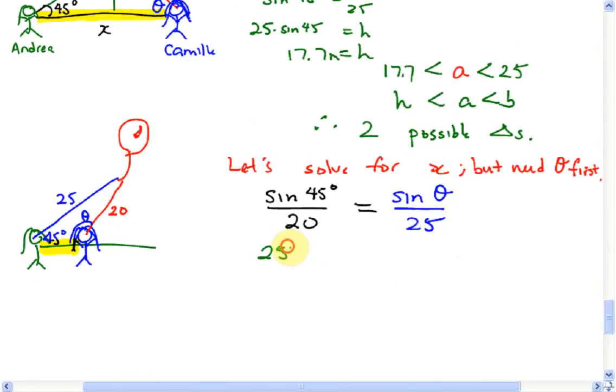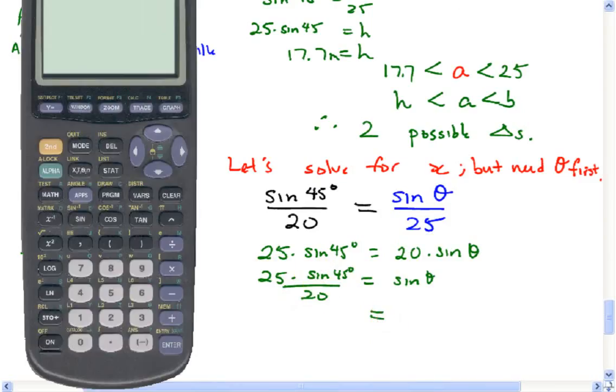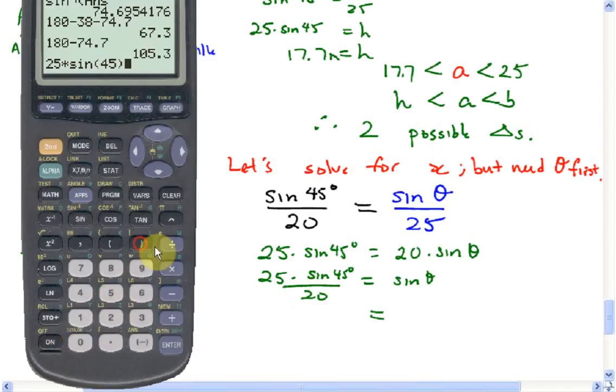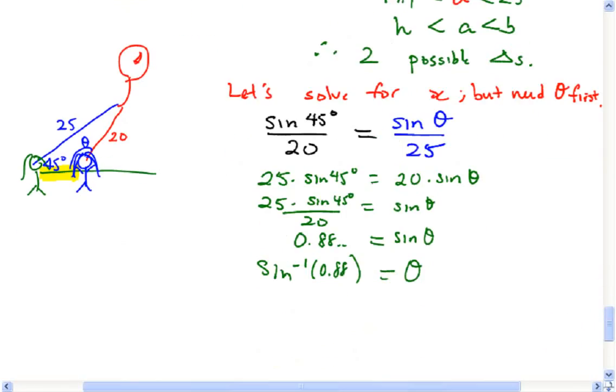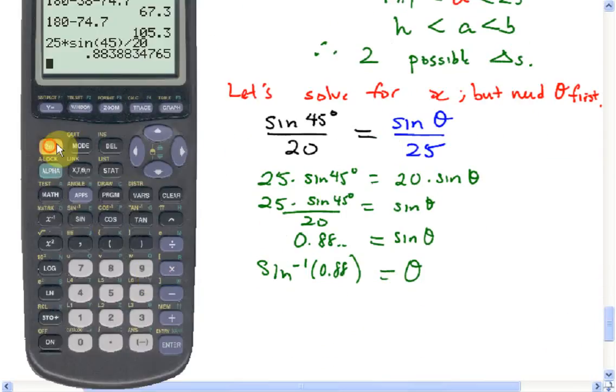25 times sine 45 equals 20 times sine theta. Go ahead and solve for sine theta by dividing both sides by 20. So 25 times sine 45 divided by 20 is 0.88, and so on. What do we do now to solve for theta? Inverse sine. What's that equal to? 62.1, just 62.